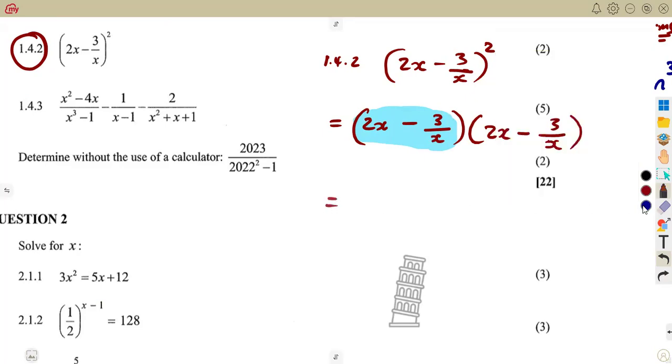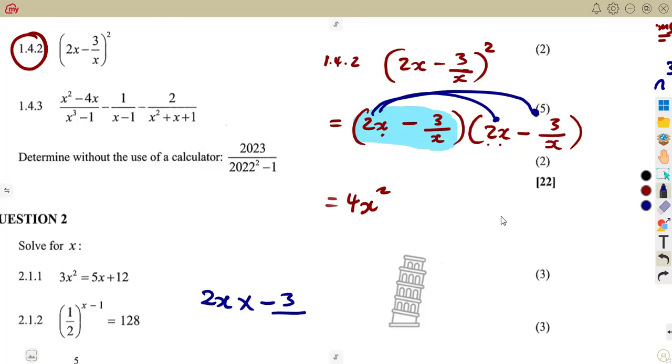So you're going to expand. The 2x multiplies what? The 2x. So it's 2x times 2x. 2 times 2, which is 4. X times x, which is what? X squared. Then we move on. The 2x multiplies the minus 3 over x. So it's like this: 2x times minus 3 over x. This is minus 3 over x.